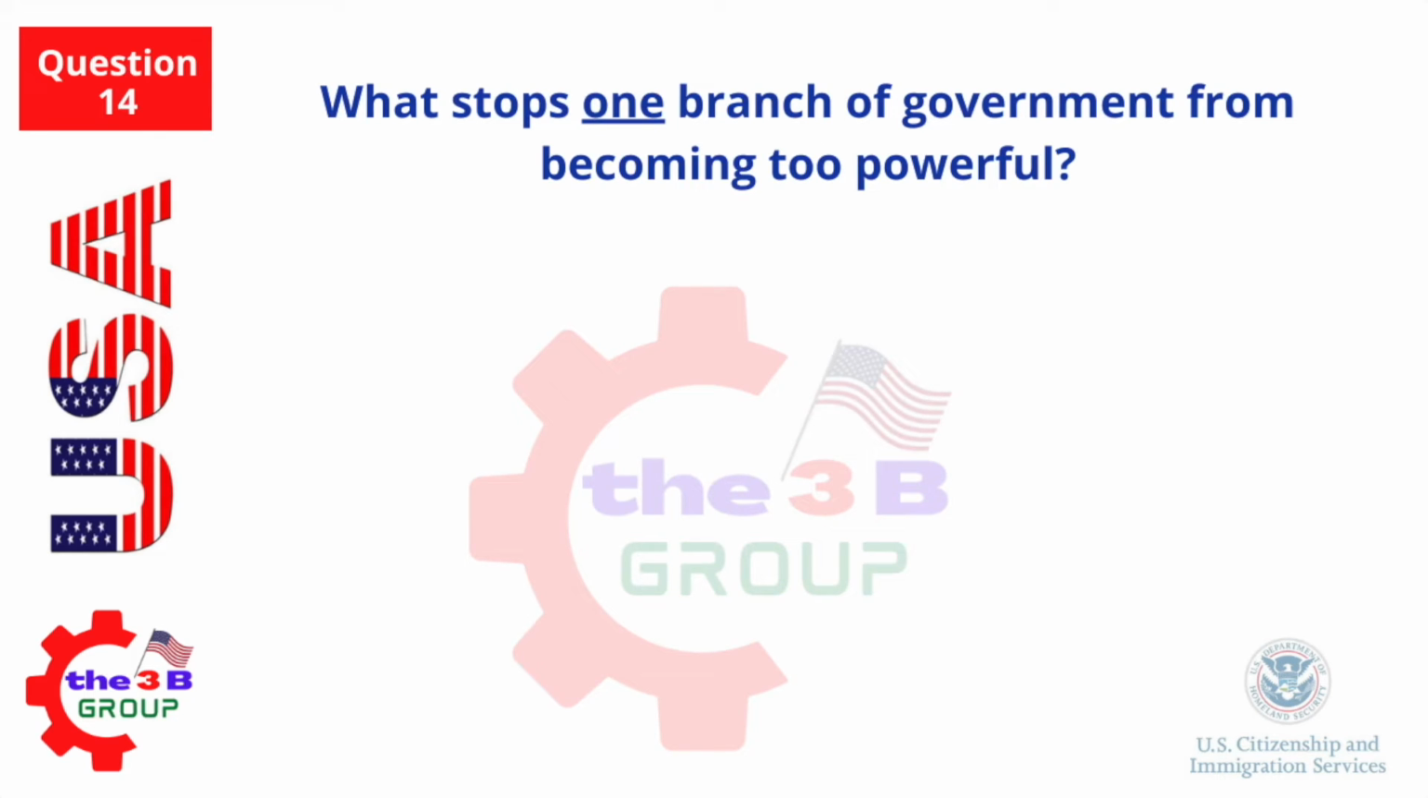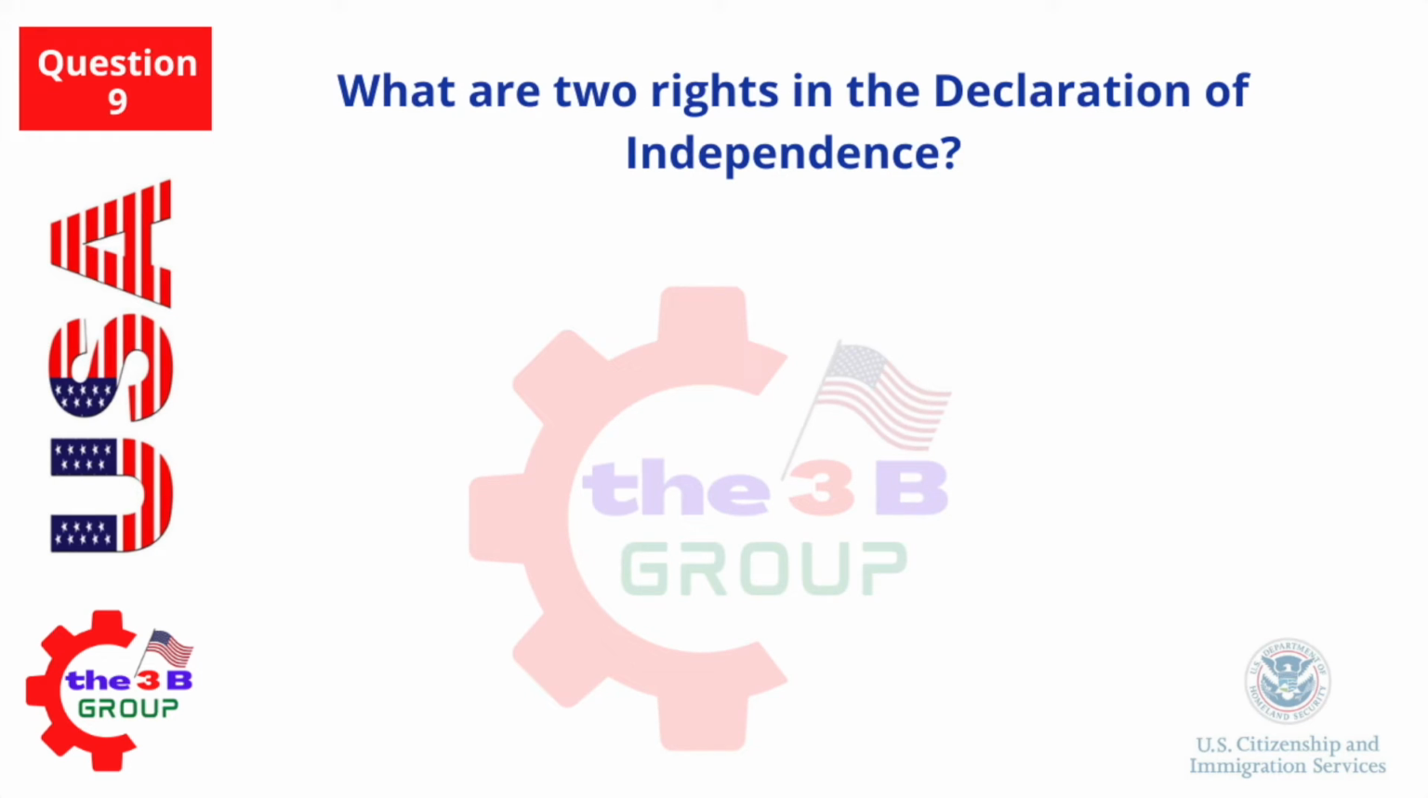What stops one branch of government from becoming too powerful? Checks and balances. What are two rights in the Declaration of Independence? Life, liberty.